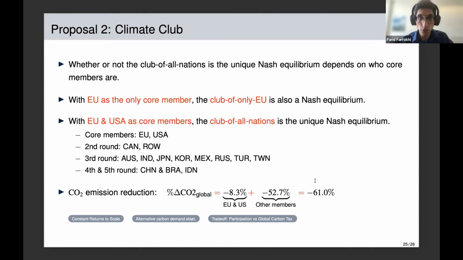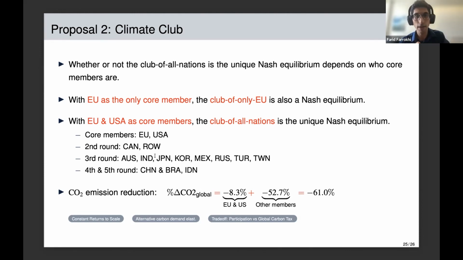But if the US also joins the EU and becomes a core member, now the collective trade penalties from these two countries are going to be greater. And we want to see whether it is sufficiently great so that we can achieve the globally first best. And we find that, yes, the Club of All Nations becomes the unique Nash equilibrium. And the way we solve this is by iterations: we start with core members, then we see, regardless of what others are doing, who is going to join.